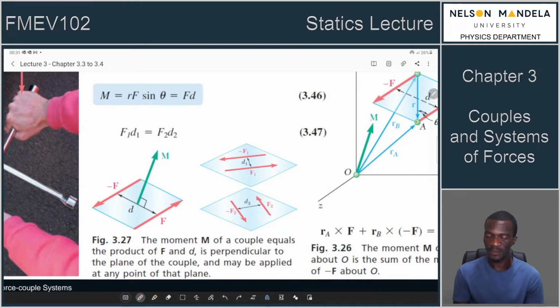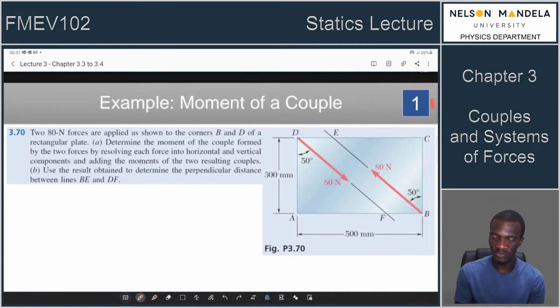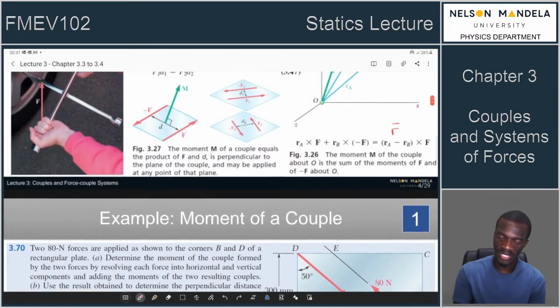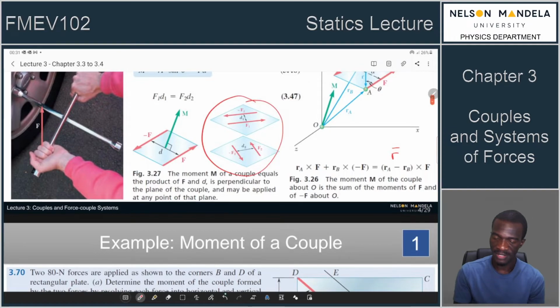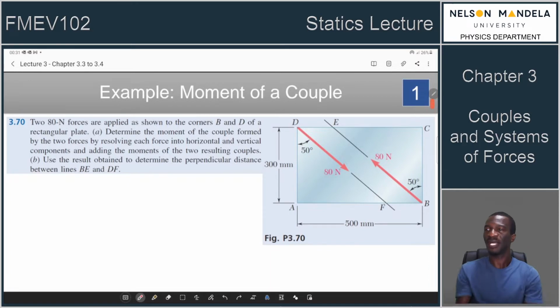Now, you can actually show that if you have a couple in a certain plane, this couple can generate a moment that is the same as another couple in a similar plane, but these planes are separated. So this is what brings us to the application of this concept of the couple. There's an example here, just before we go to these equivalent couples, on how to find the moment of a couple.